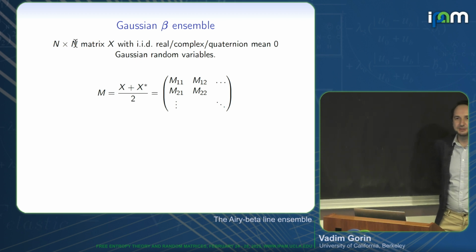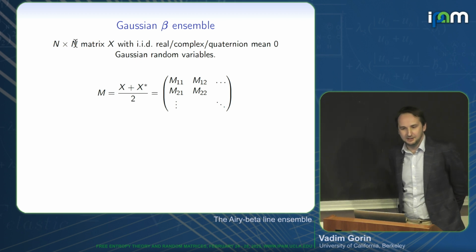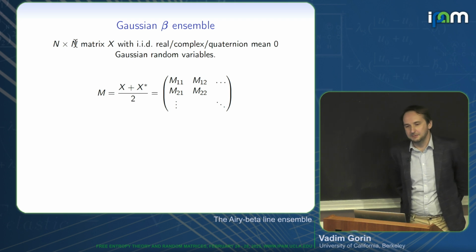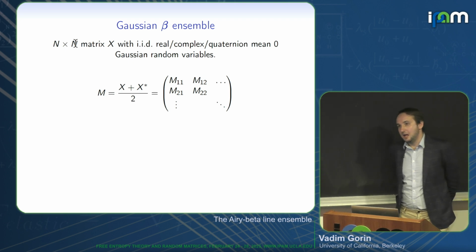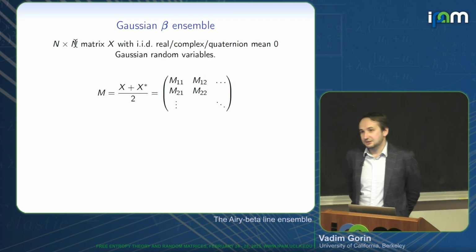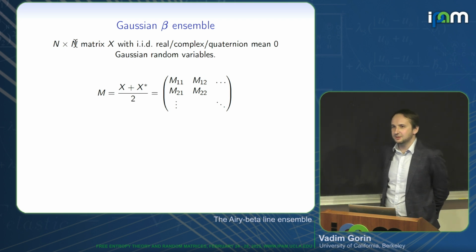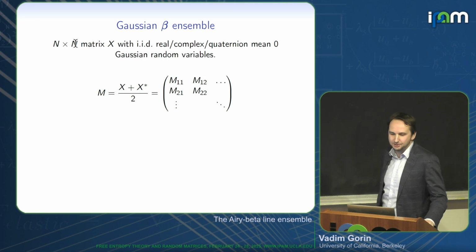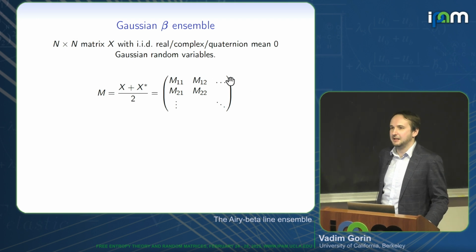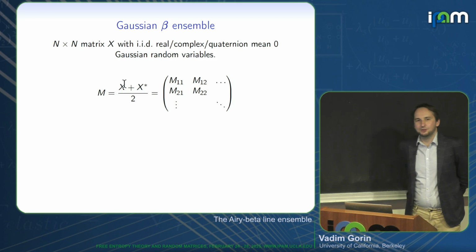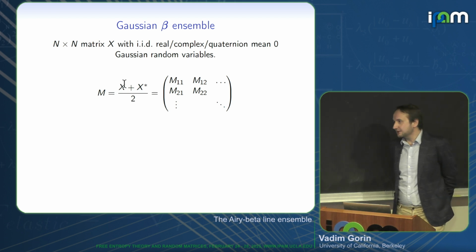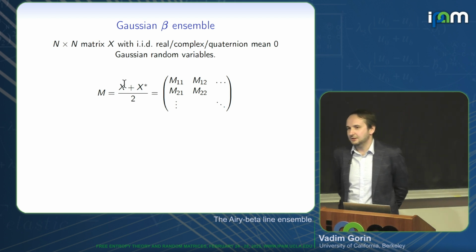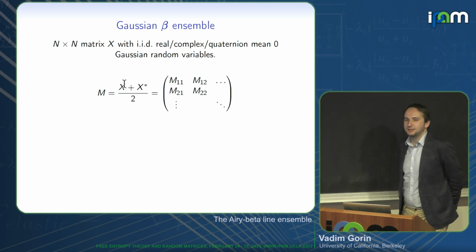You take an n times n matrix X with IID real, complex or quaternionic mean zero entries. And then you try to make a symmetric matrix out of it. How do you do it? The simplest way is just to add to your matrix its transpose conjugate, divide by 2. Now you get a self-adjoint matrix M. So there is a self-adjoint random matrix, and it has a spectrum of real random variables, because all the eigenvalues are real.